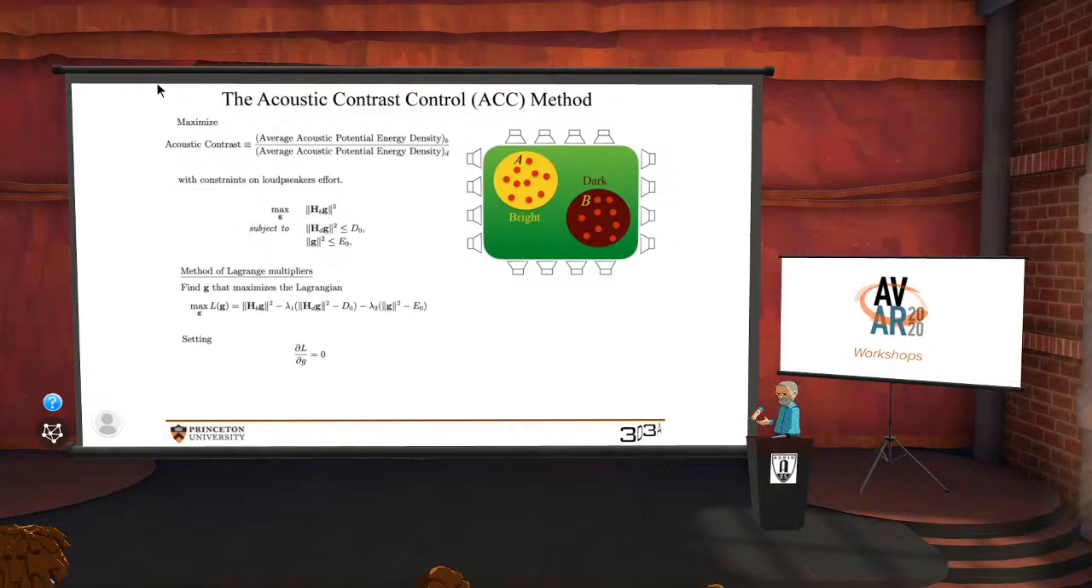To find the solution, as those of you who remember the optimization course know, you just have to take a derivative of the Lagrangian with respect to the vector G and set it to 0.